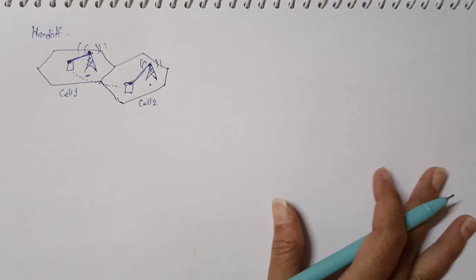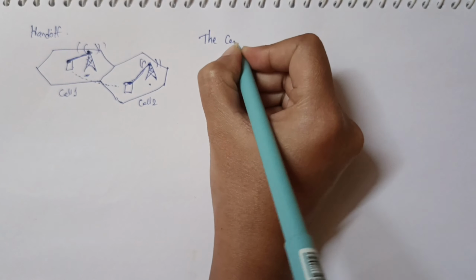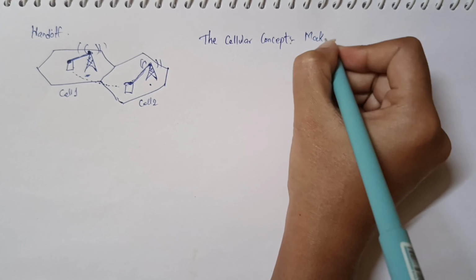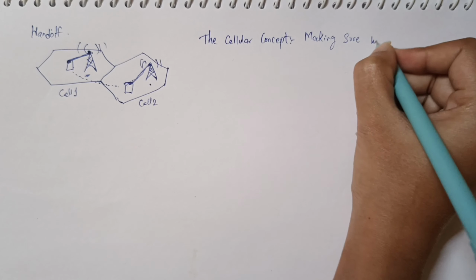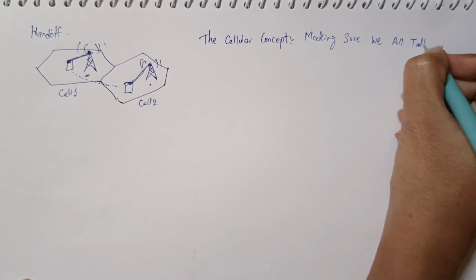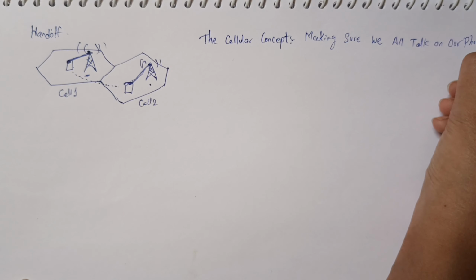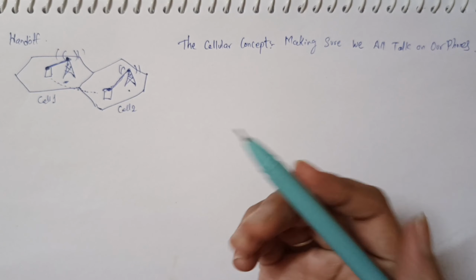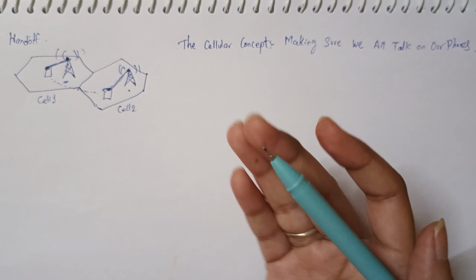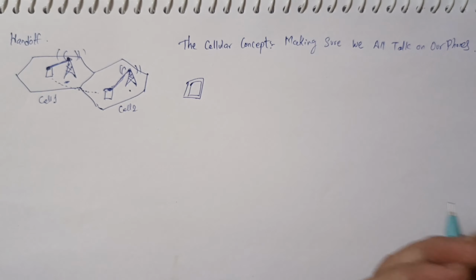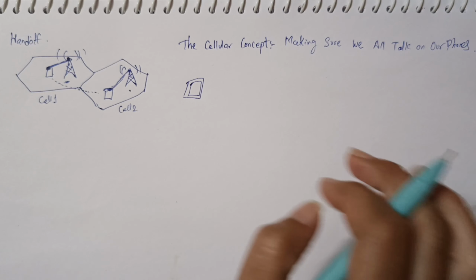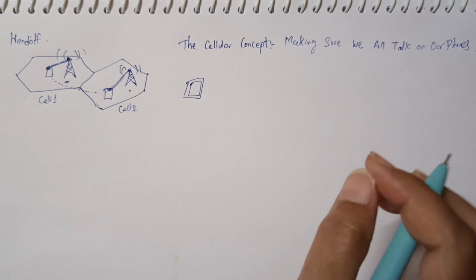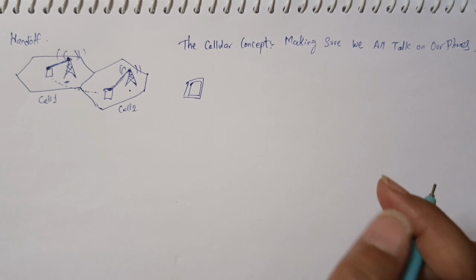Now let's discuss the cellular concept in a bit more detail. Making sure that we all can talk on our phones. So imagine you have a really big area like a city, and a lot of people want to use their phones to call, to use the internet, right? But there is a problem. If everyone uses their phones at the same time, it can get really crowded, and it's hard for the signals to reach the right place, isn't it?